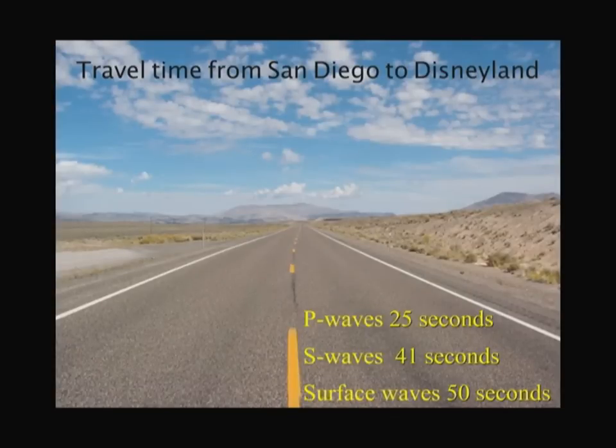So you can explain to them that if there's an earthquake in San Diego, the P waves from that earthquake will be at Disneyland in 25 seconds. Fast. The S waves, 41 seconds, and surface waves, 50 seconds. Very, very fast. These seismic waves are traveling really fast. And that's when they kind of get it. Okay, these are really fast waves.